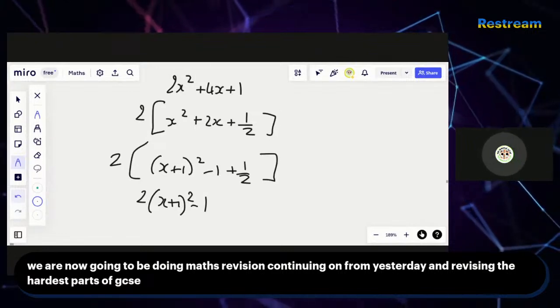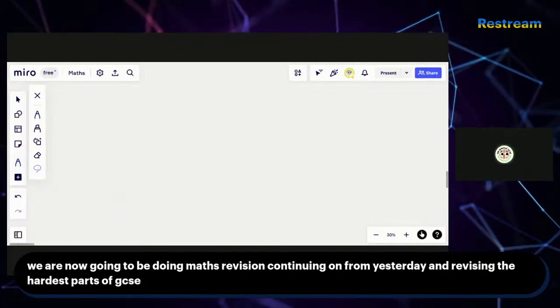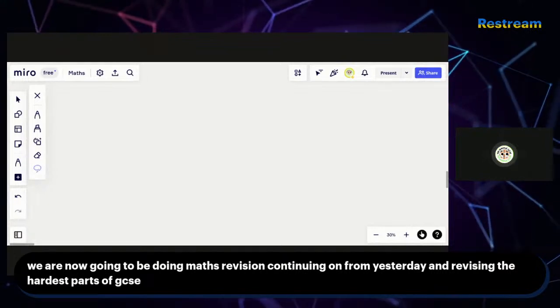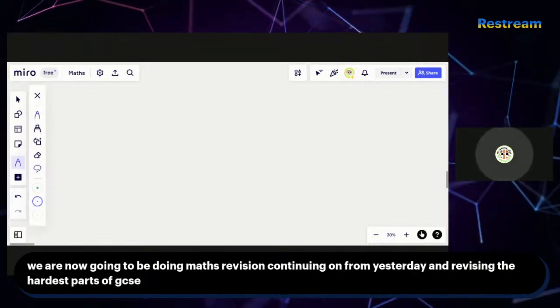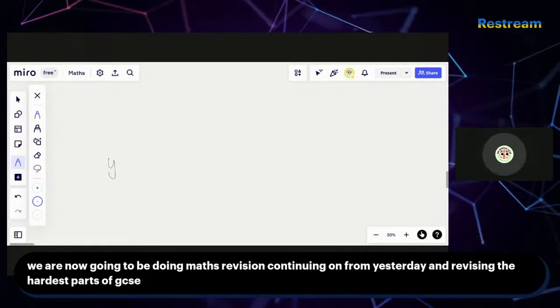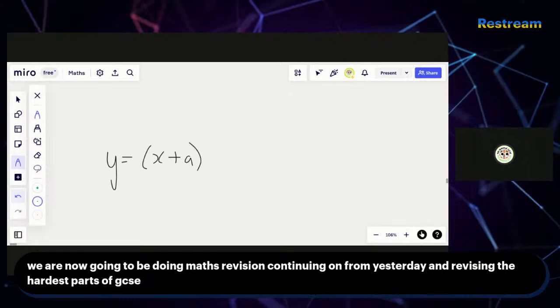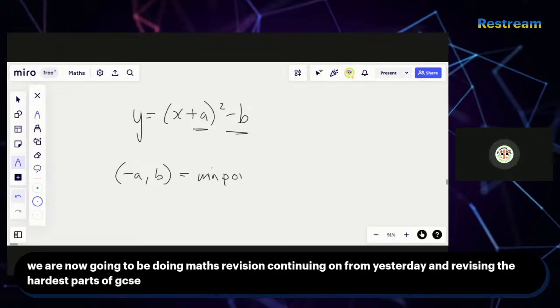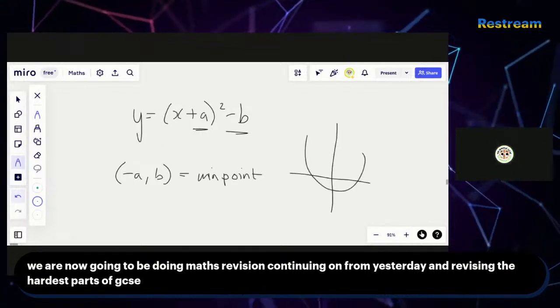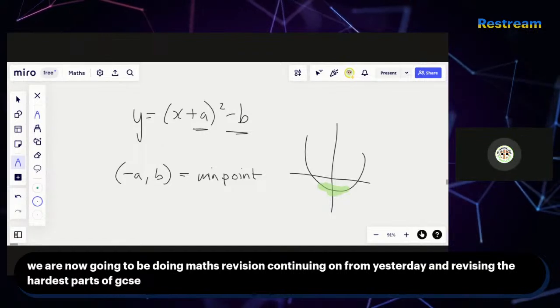You can also solve quadratics by completing the square. Completing the square is super nice and useful. Now, with completed square form, you can also find things such as the minimum point or the maximum point. Whatever you get in your completed square form, y is equal to x plus a squared minus b. Whatever you get for your a and b values, it turns out that minus a, b is the minimum point of your quadratic. And when we say minimum point, we mean this point here, at the bottom part of it. So the turning point.